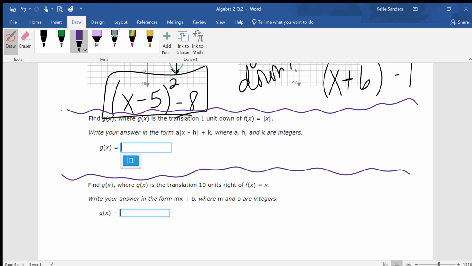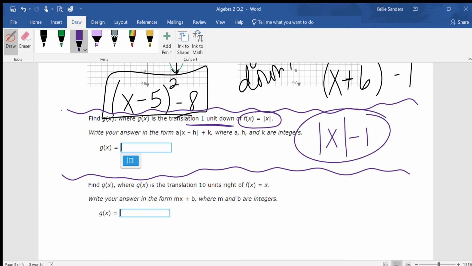So on the next part, it's basically giving you the information that I was writing down without the graph. So we have an absolute value parent, absolute value of x, and we want to go one down. What would the equation look like? Since it's down, we're not going to have an inside, and we're going to have a minus 1.